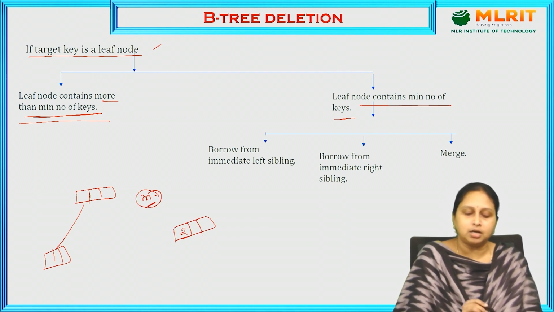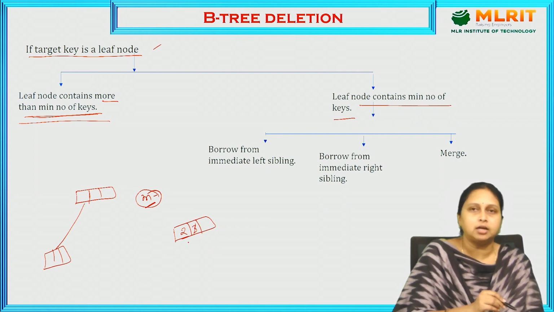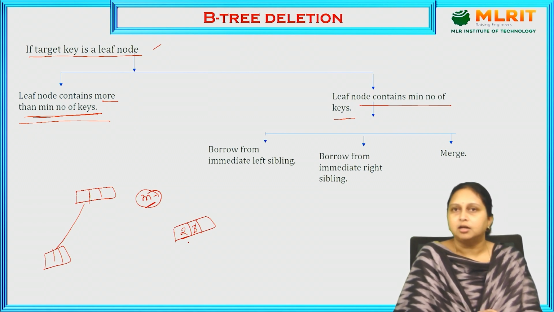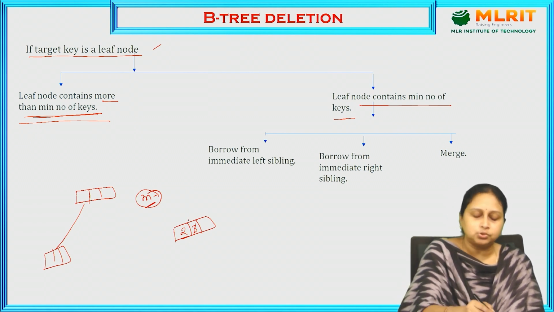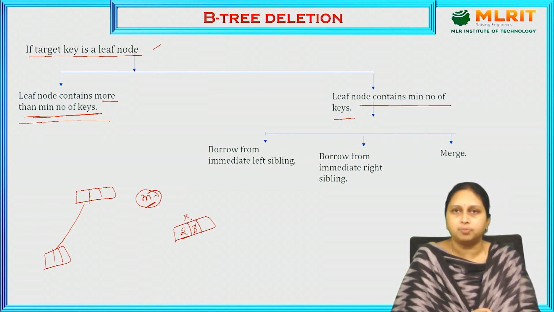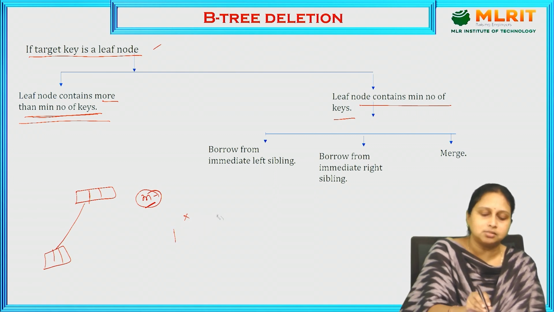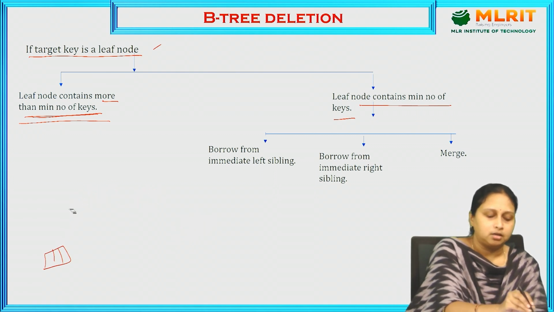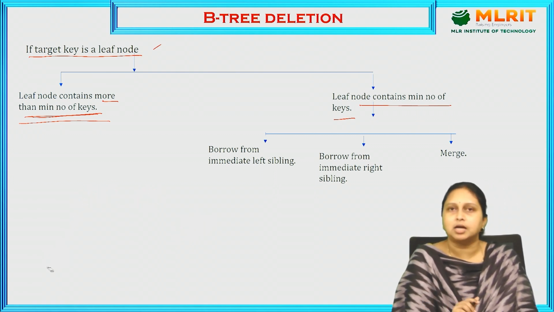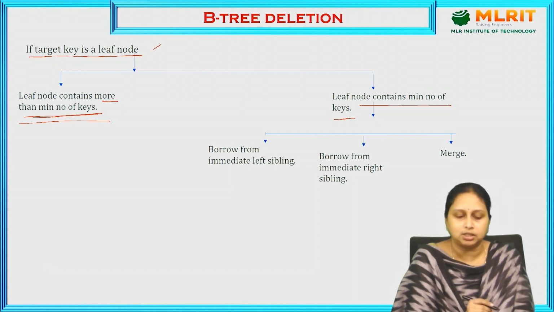But in that particular case, if I am going to delete a particular element from that leaf node, then it is not satisfying the property of our B-tree. So, to avoid that situation, we are going to follow some other cases. What are the cases we are going to look at? Look here, these are the 3 cases that we are going to follow. What are the 3 cases?